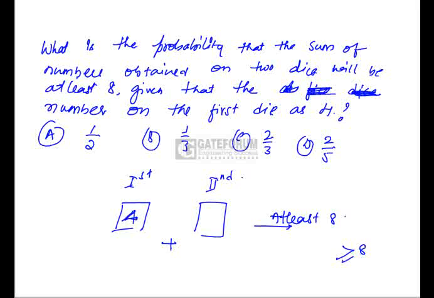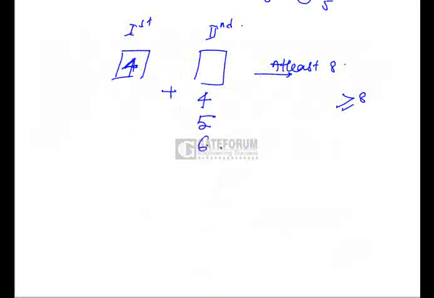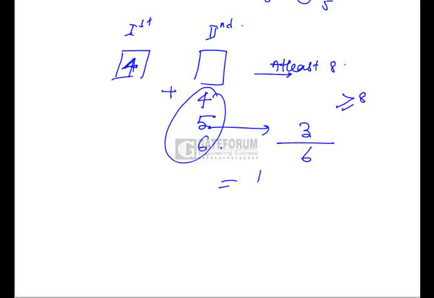So if the first die has 4, the second die can be 4, 5 or 6. So there are only 3 possibilities out of 6. So the required probability is nothing but half, which is option A.